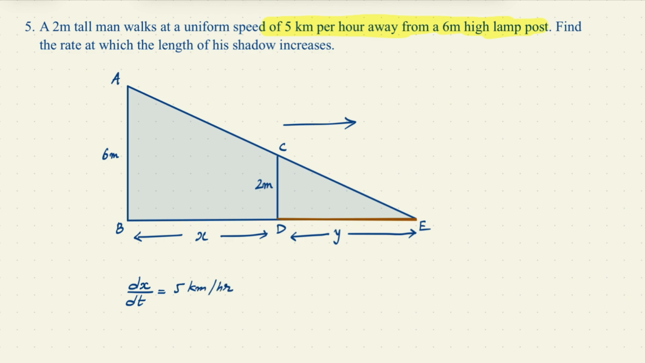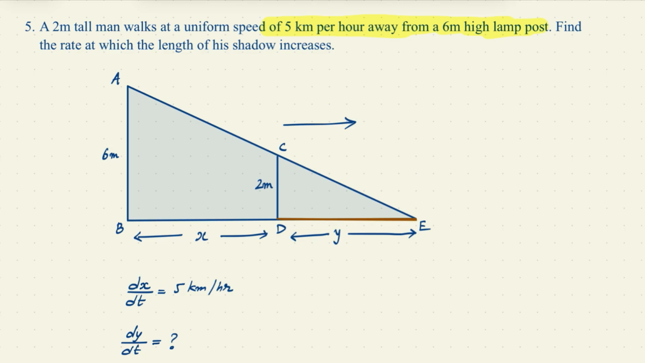So now obviously if the distance between the man and the lamppost increases, the length of the shadow will also change. Okay, so here the length of the shadow is y. That means we have to find the change in y with respect to time. So I think you are clear with the question. The question has given the value of dx over dt, and we have to find the value of dy over dt.